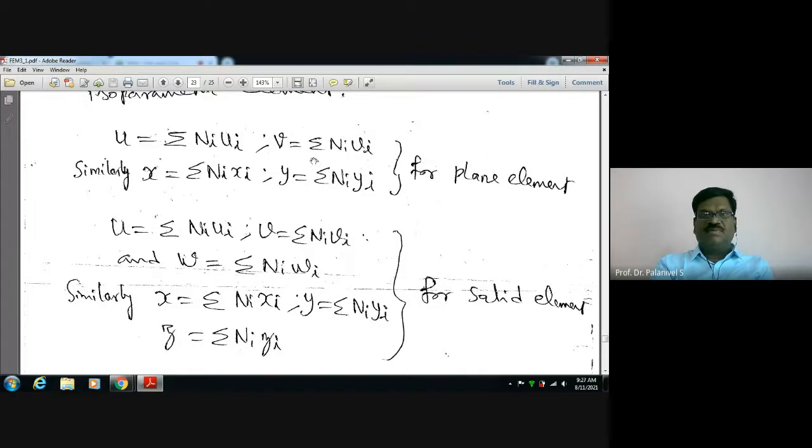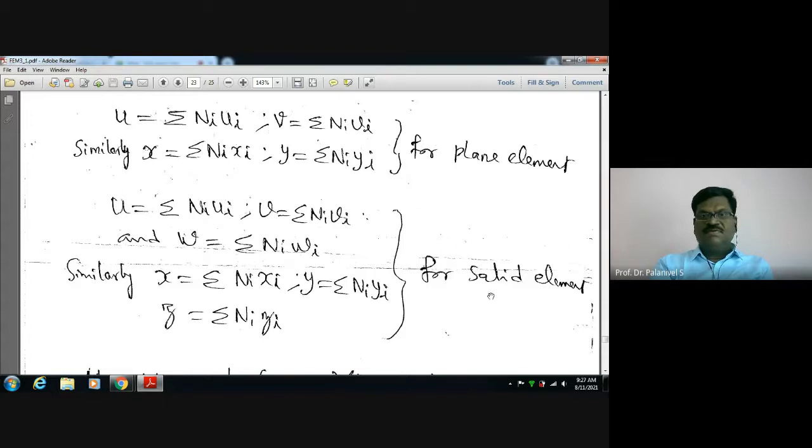If it happens to be a solid, in addition to u and v, w is also there. If it is a three-dimensional solid element, in addition to the x and y directions you have the z direction, so the displacement along the z direction is w. u = sigma Ni ui, v = sigma Ni vi, and w = sigma Ni wi. Similarly, x = sigma Ni xi, y = sigma Ni yi, and z = sigma Ni zi. I hope you understand what it means for a solid element and for a plane element.